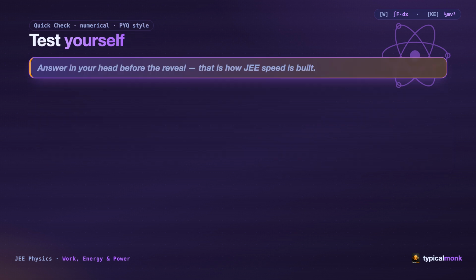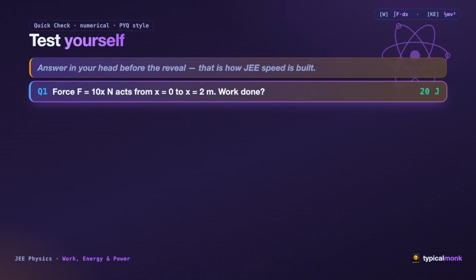Time to test yourself, rapid fire, and every answer today is a number. Here is the rule. I ask, you answer in your head before the reveal. No pen, no paper, just what you built today. Question 1. A force F equals 10x newtons acts on a particle from x equals 0 to x equals 2 meters. What is the work done? Integrate 10x from 0 to 2, 20 joules.